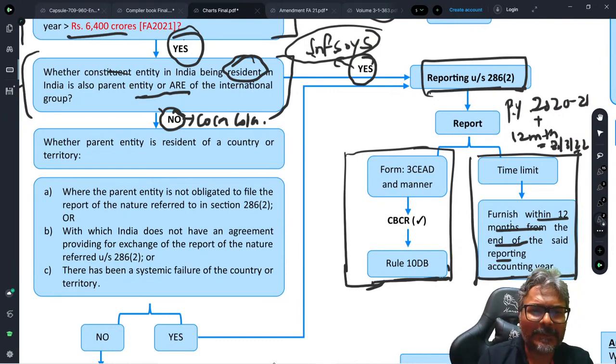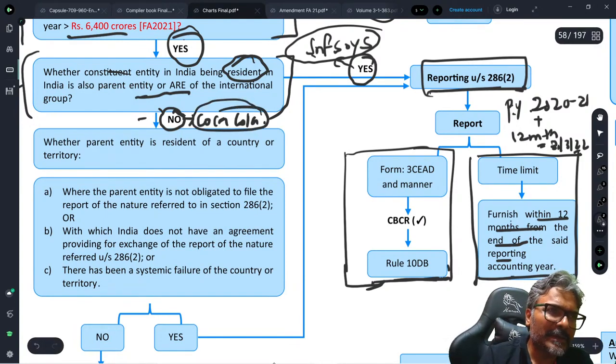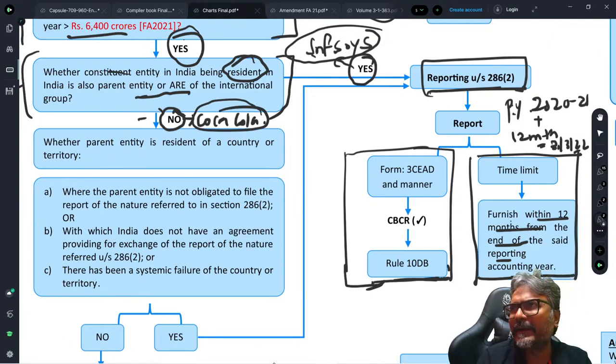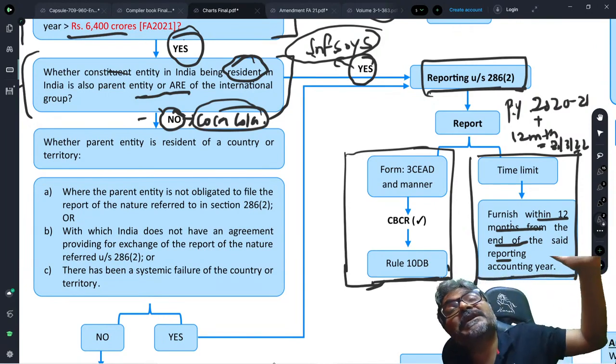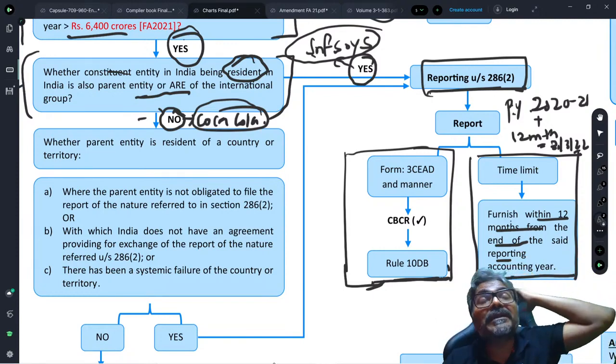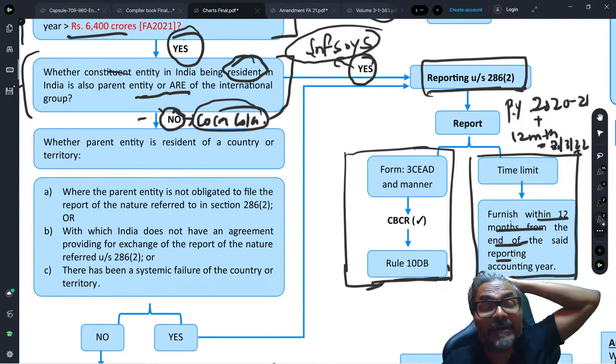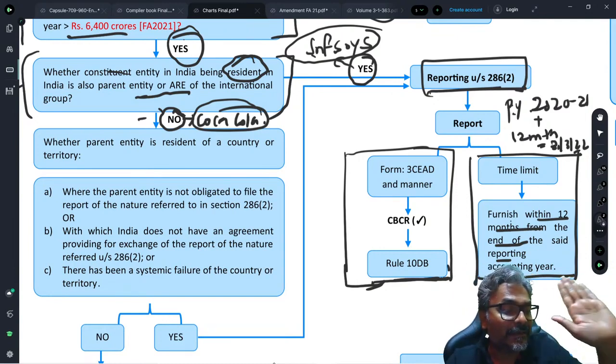Now, going to the next point, students, in this case, if the answer is no, the no would be applicable to whom? To Coca-Cola India Private Limited, which means that although they are resident in India, they are not a parent entity in India. So will Coca-Cola India Private Limited be required to file the CBCR? From the Coca-Cola perspective, the CBCR would cover 100 plus countries. So whether they will be required to file the CBCR of those 100 plus countries with the Indian tax authority, the general answer is no.